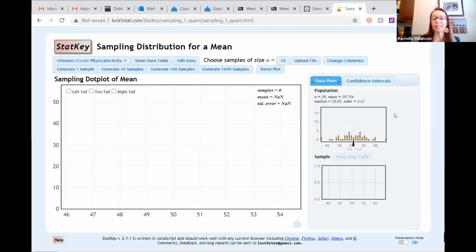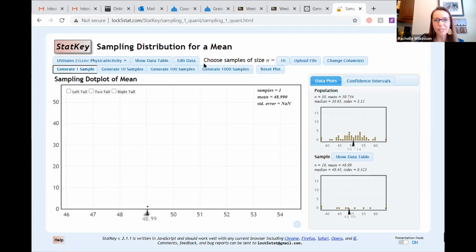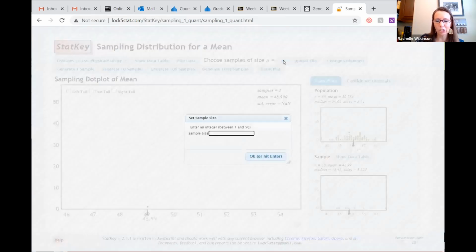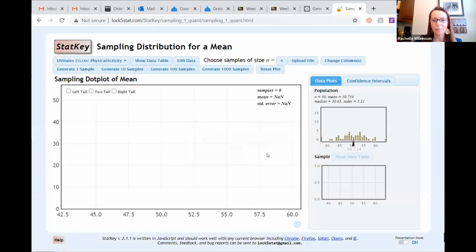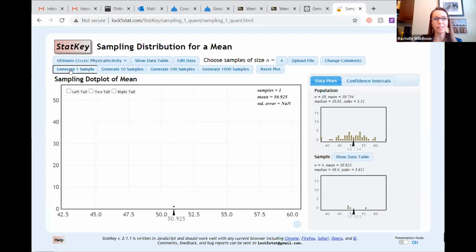Now we want to start taking samples from the population to create our sampling distribution. So up here where it says choose samples of size, we're going to change that to 4, because we're taking samples of size 4. Once I've changed that, I'm going to click on generate one sample. So I'm having it make just one sample, just like we did here. So I've got my one sample here.